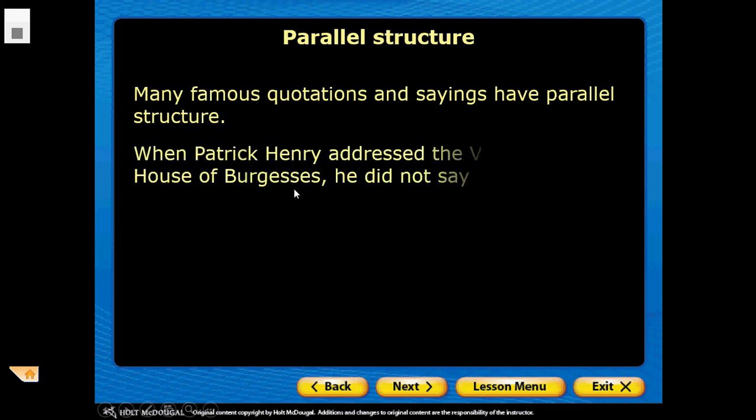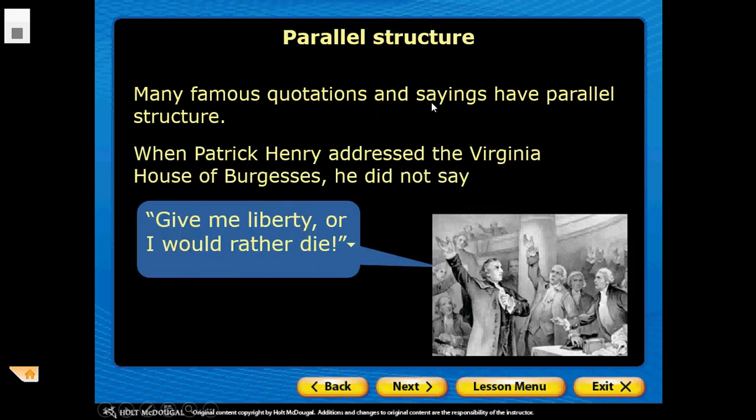So actually, many famous quotations and sayings have parallel structure. Can you recall any quotation where the same structure is repeated, Anthony? Do you remember Martin Luther King's famous speech, boys? Which phrase or clause did he repeat a lot? I had a dream. Very good. You see, my boys are brilliant.